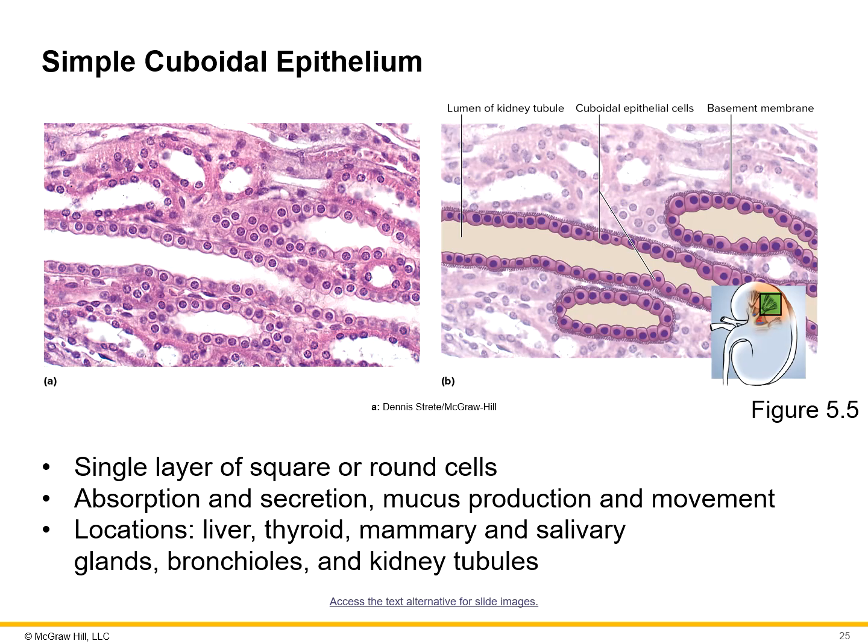So our simple cuboidal epithelium is going to be this single layer of square-ish, round-ish cells, and they are going to focus on the absorption and secretion of substances. So anywhere you see secretion, you should be thinking of these cuboidal epithelial tissues. So like in the kidneys and in our salivary glands.